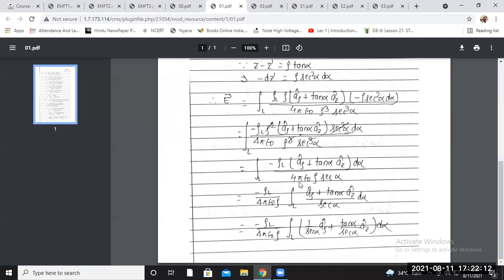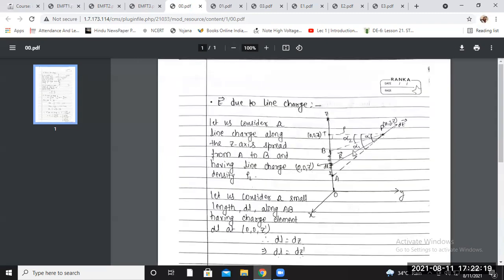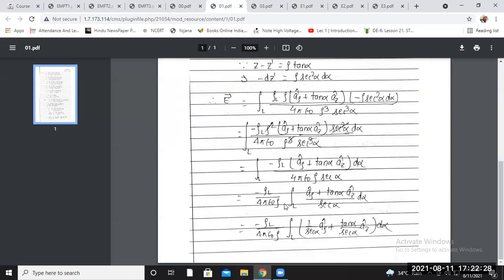Now this whole integration is integrated with respect to alpha. As we know, from this diagram, you can say this point P making an angle, that means the AB line length varies from alpha 1 to alpha 2. So we can put the line length or the range from alpha 1 to alpha 2. Now first we have to take out the constant term. Here you can say minus rho l upon 4 pi epsilon naught is constant, so we have taken this constant term out of the integration part.